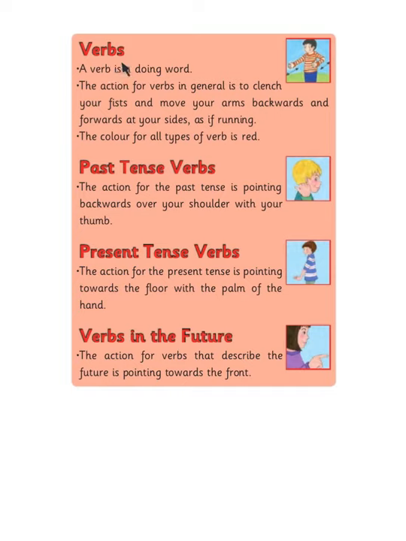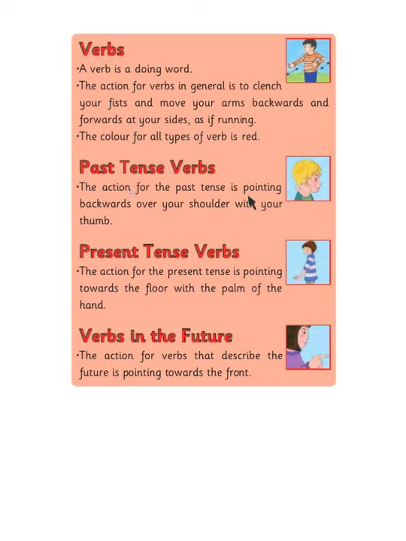What is a verb? A verb is a doing word, or you can say all the action words are called verbs. The action for verbs in general is to clench your fist and move your arms backwards and forwards at your sides as if running. The color for all types of verb is red. There are 3 tenses: past tense, present tense, and verbs in the future.